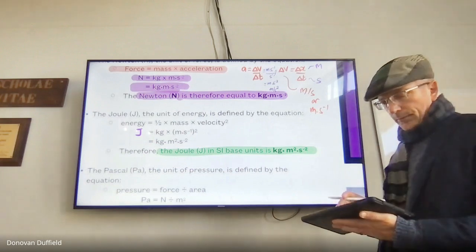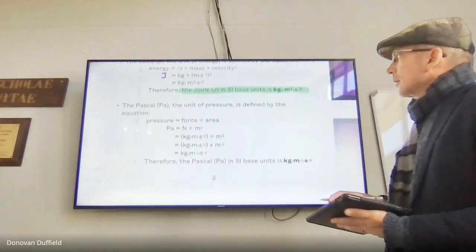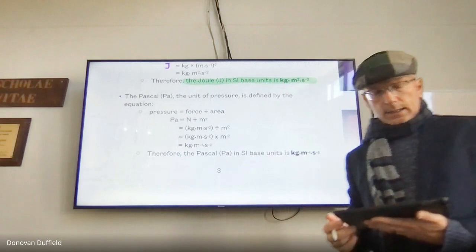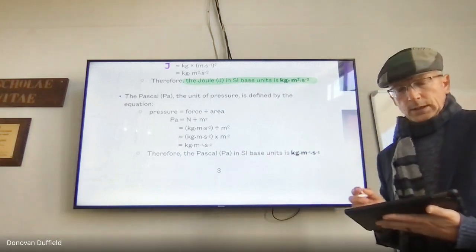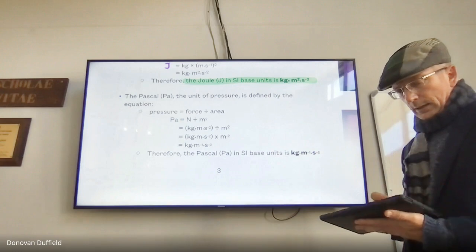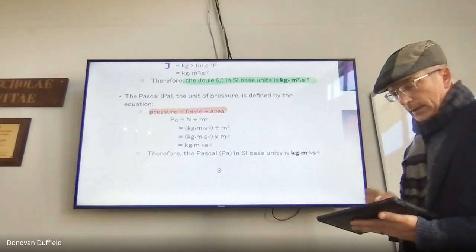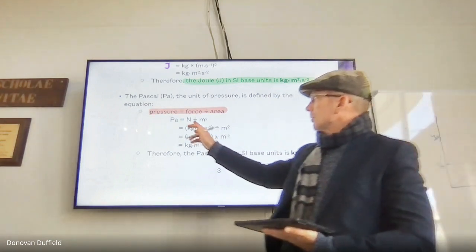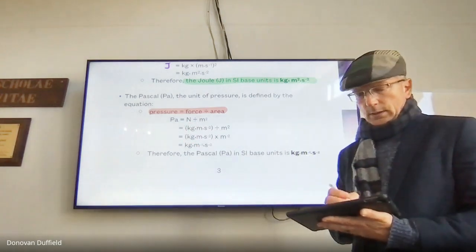Right, so now the Pascal. We do pressure in grade 8 at our school. So pressure is force over area. We know that pressure is force over area. Force, we know, is in newtons, right?